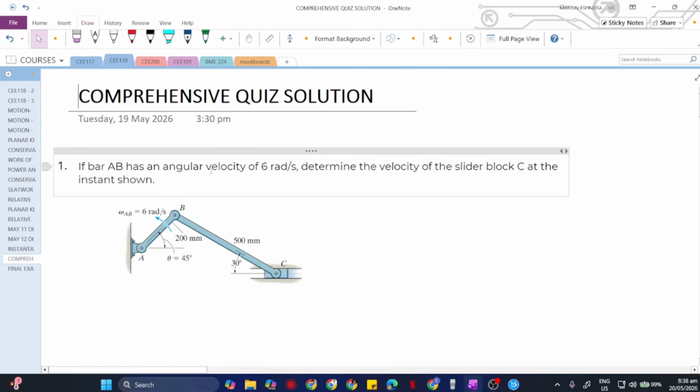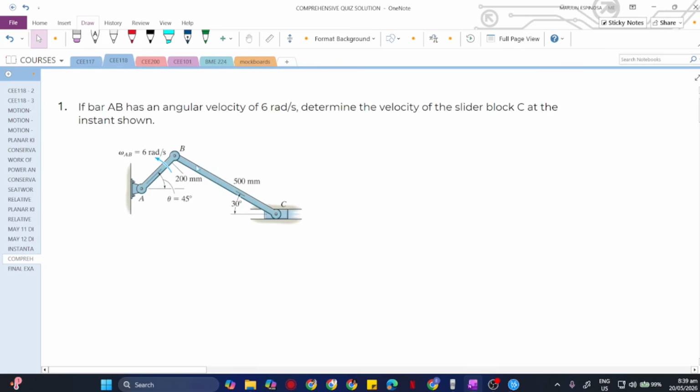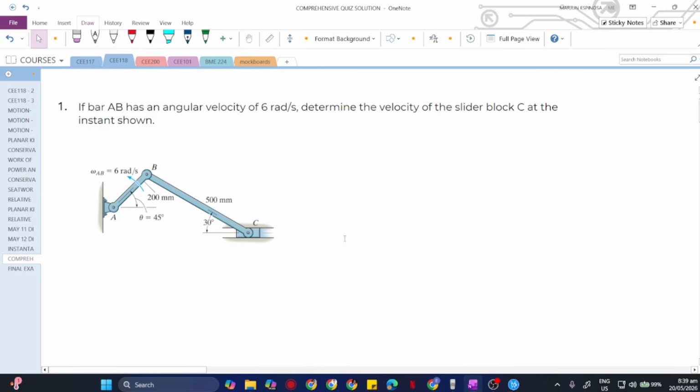If bar AB has an angular velocity of 6 radians per second, determine the velocity of the slider block C at the instant shown. So we have a slider block at C. Our AB is rotating at a constant angular velocity of 6 radians per second. Then we need to determine the velocity of our slider block. So, how to solve that?